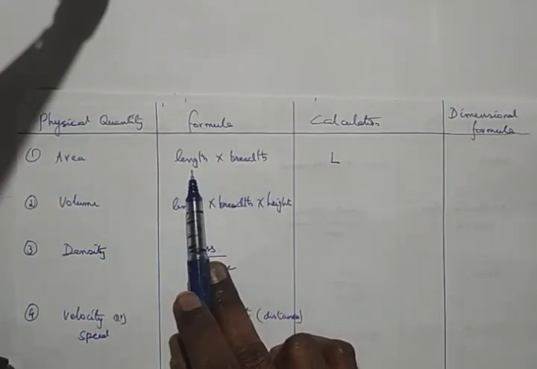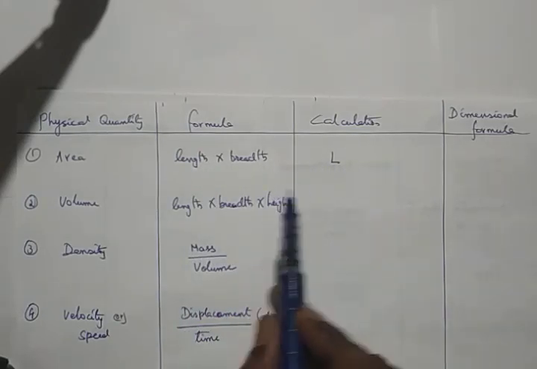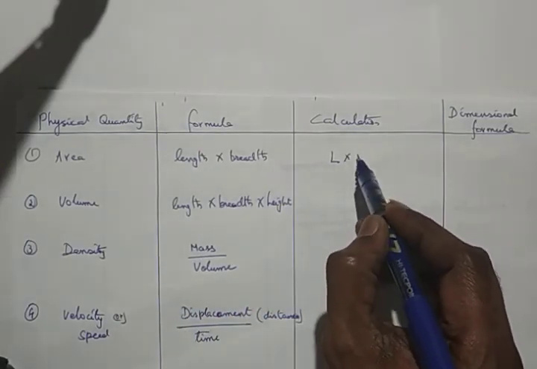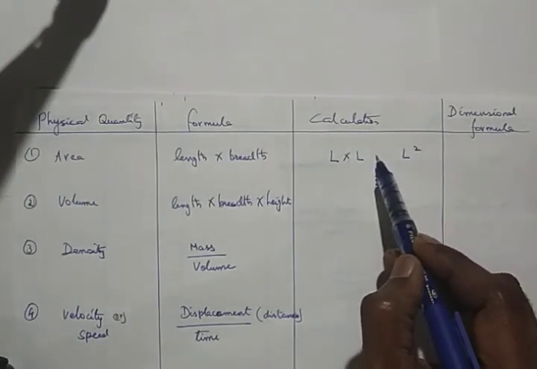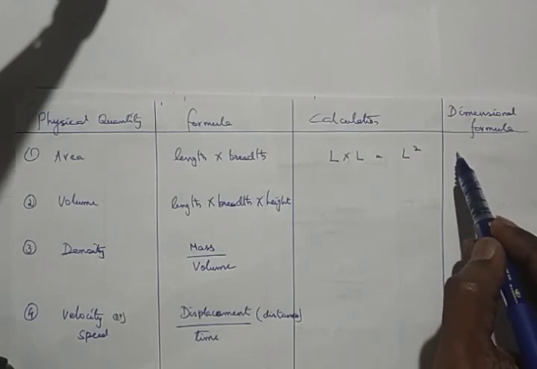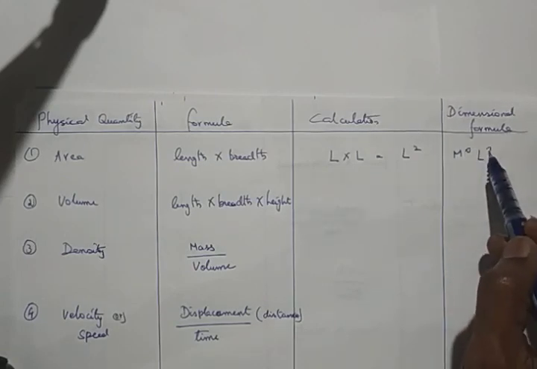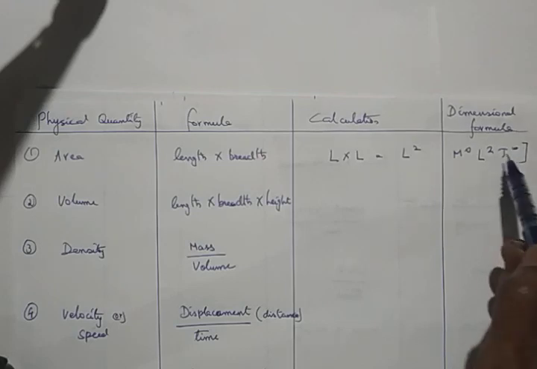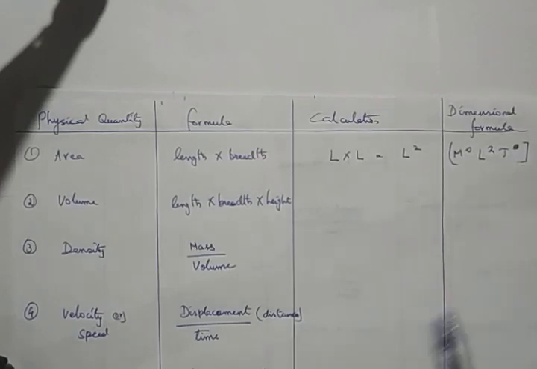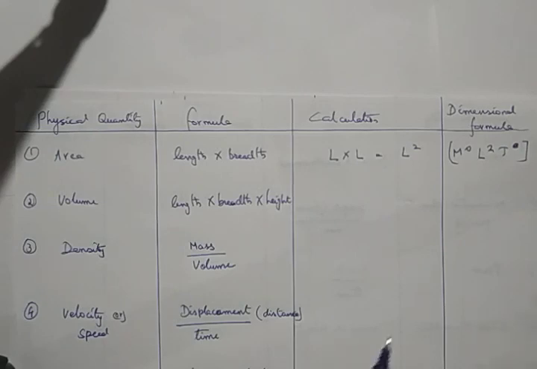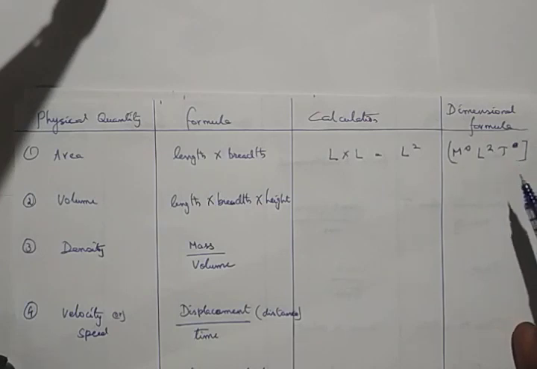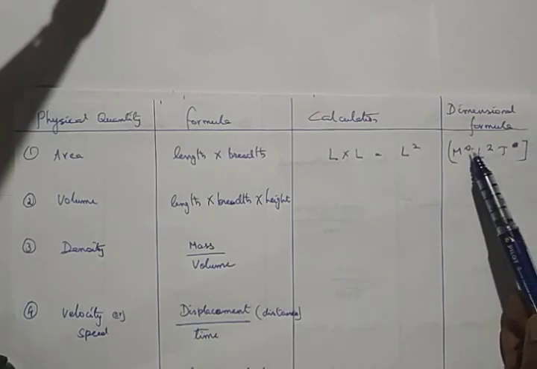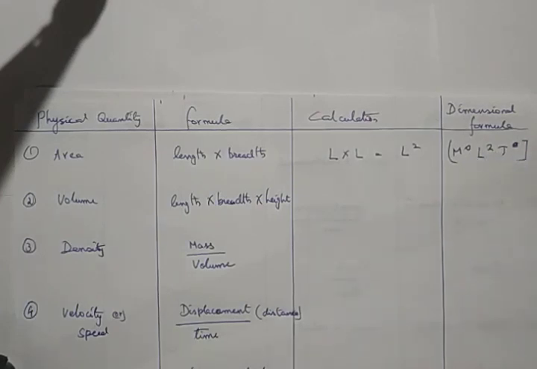Going further down, area, length into breadth. Length we measure as distance, breadth also distance, and both of them are in meters. So we can write it as length into length. So it's going to be L2, so you can call it as L to the power of 2. So we can write it as M0 L2 T0. So this is the dimensional formula for area. Remember, it is better to write it as mass, length and time, and whatever the dimension it comes as a power, that only will be represented.